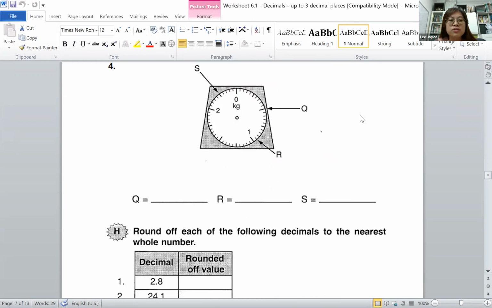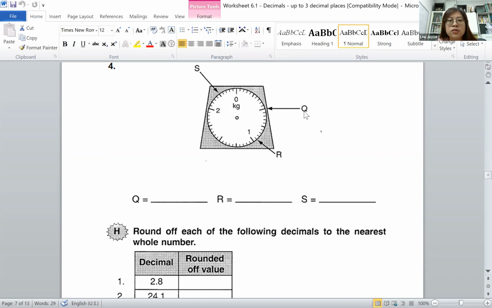Okay, I'm going to move on to question 4. Instead of showing a number line, it shows a weighing scale. Here we have 0 kg, then 1 kg here and 2 kg here. So we need to find out how many parts represent each of these tiny divisions here.